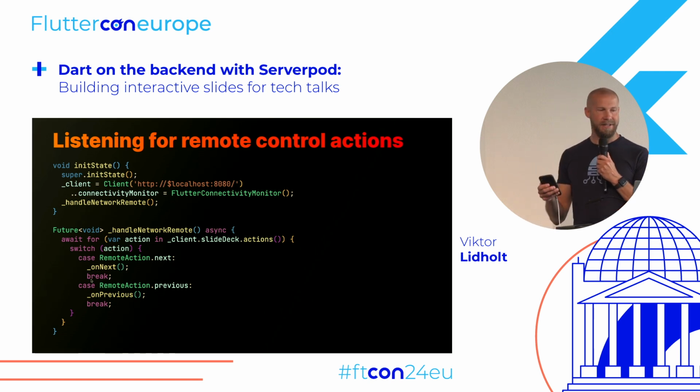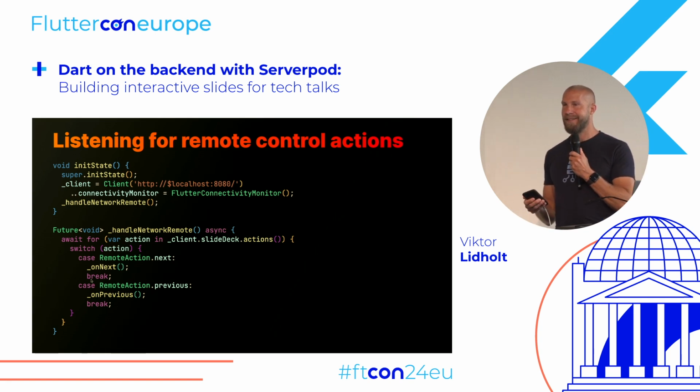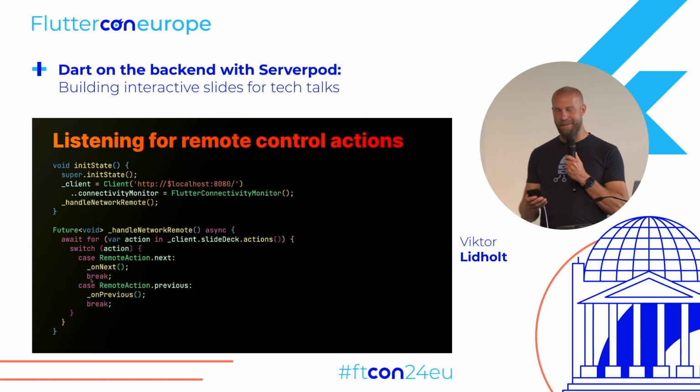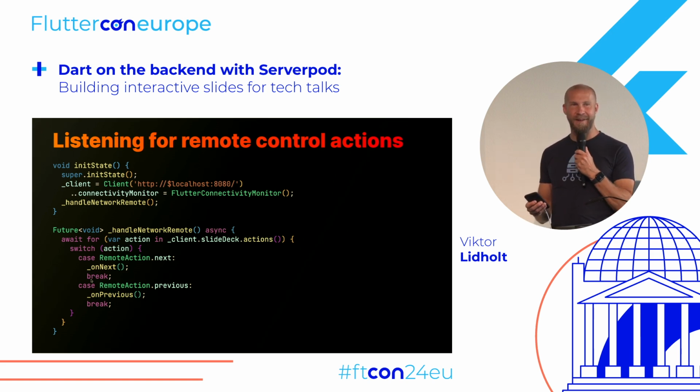Here we just check if it's the next message, we go to the next slide. If it's the previous, we call the onPrevious method. That's really all the server code and client code I needed to make this little demo. I hope this gave you some inspiration for getting started. This will be available in Serverpod in the next 2 weeks.